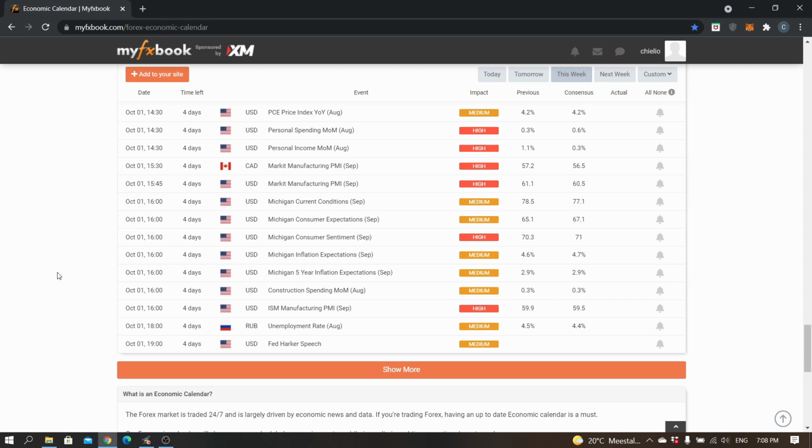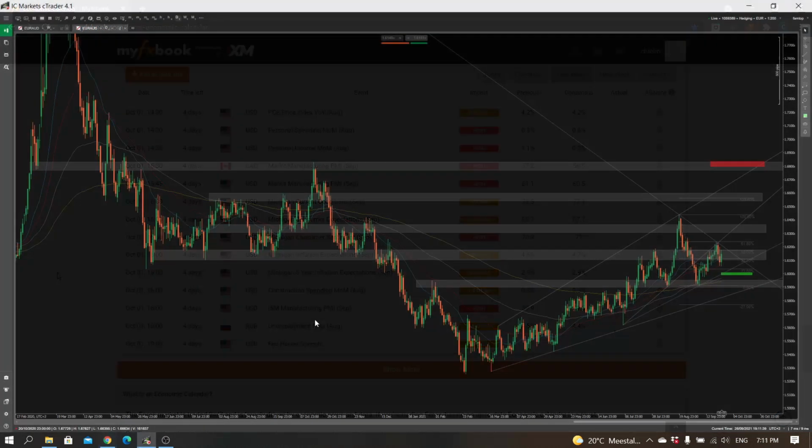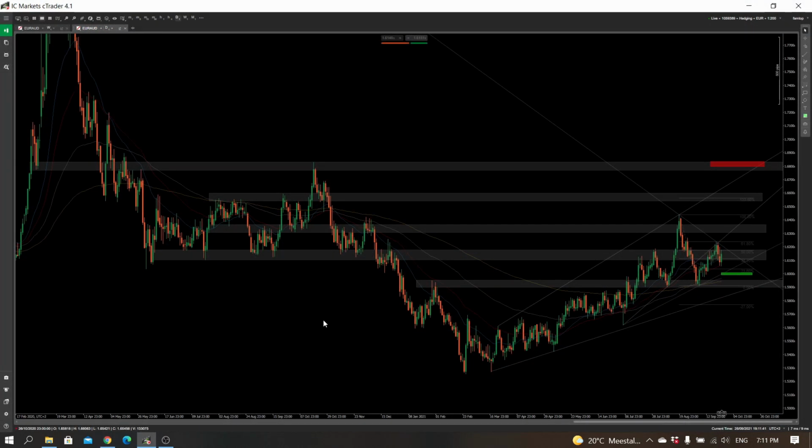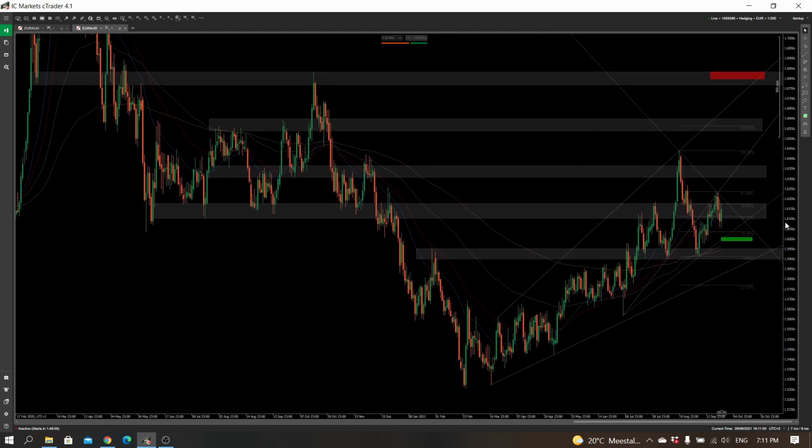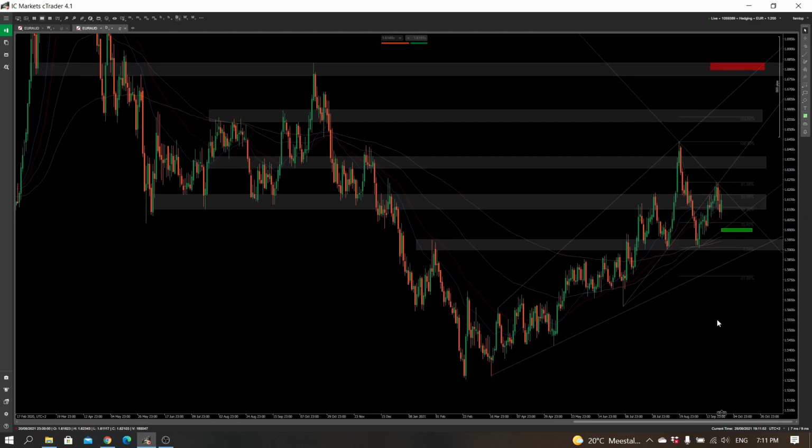Now let's get right into the technical analysis. So welcome back to the technical analysis part. I saw that the economic calendar part was quite long, so I will try to do this as quickly as possible. First off, the euro against the Australian dollar.